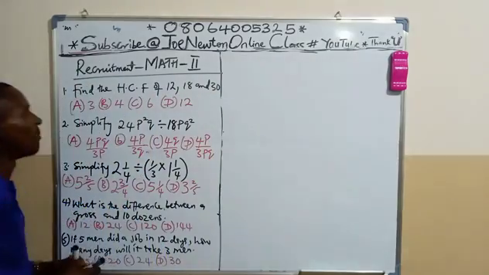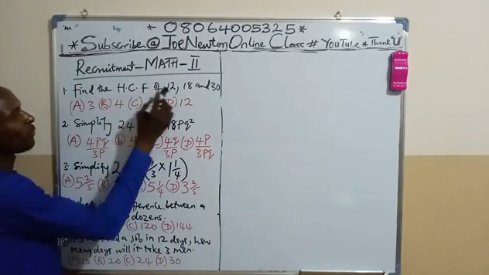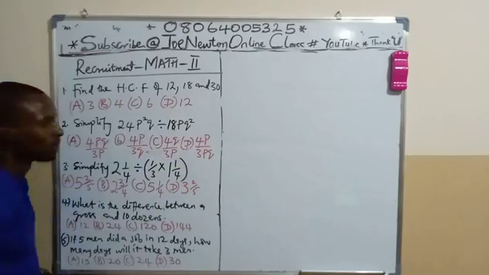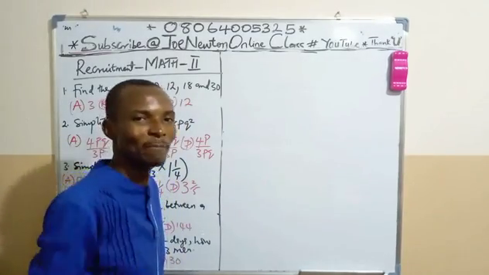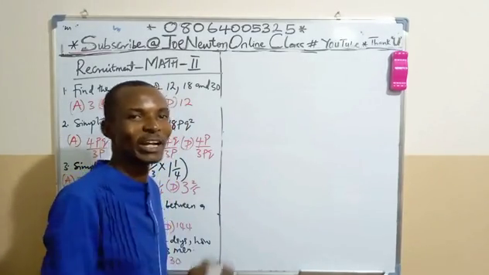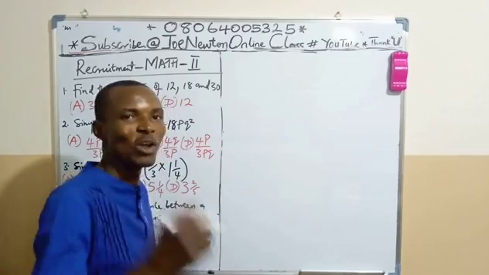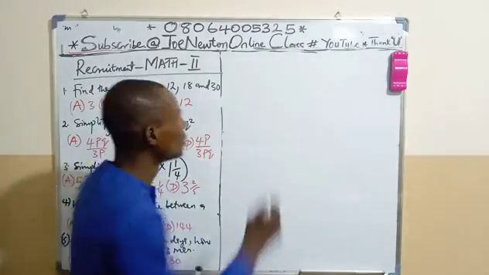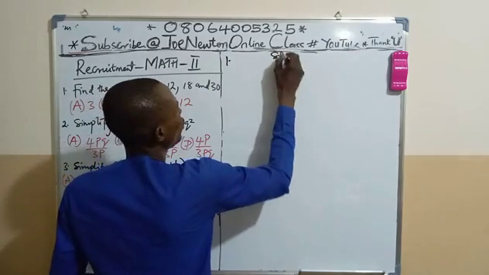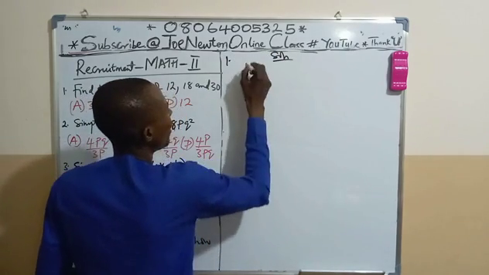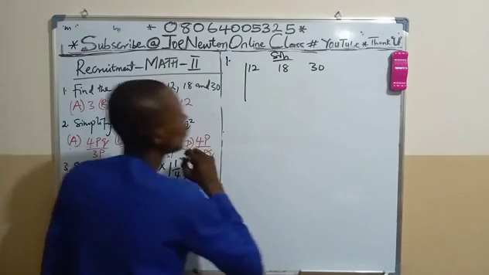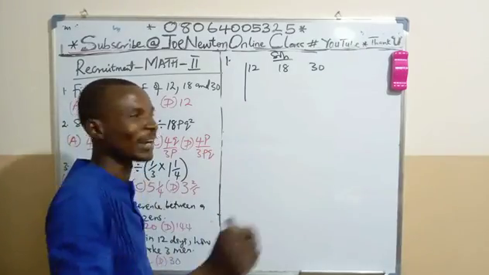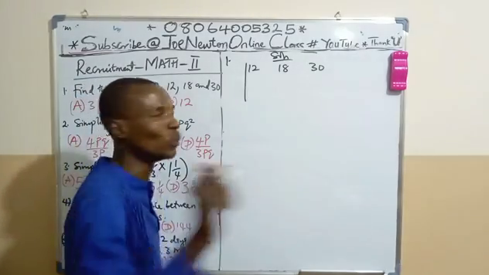Okay, number 1 says find the HCF of 12, 18, and 30. Quickly, you know HCF is different from LCM. So we are looking for the highest common factor that can divide through all of them. We have two ways, but we are going to use the simple one-way method. So number 1, solution: you get the numbers 12, 18, 30 together. Look for the first prime number that can divide all of them, and that is 2.